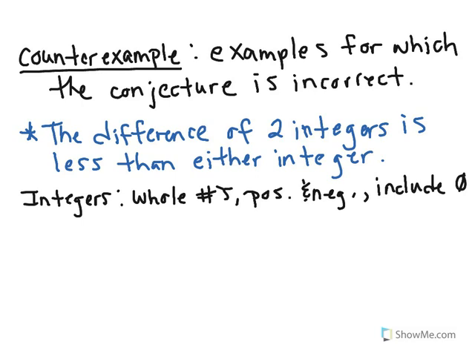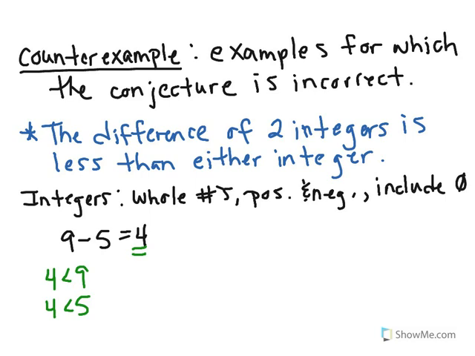So in order to start this, let's just pick 2 random numbers and see what happens. Let's take the example 9 minus 5, which we know to be 4. This is just a difference of 2 integers, and let's see if what this conjecture is telling us is true. The difference of the 2 integers is less than either integer. So this number here has to be less than either of the 2 integers that I subtracted. I do know that 4 is less than 9, and 4 is also less than 5. So far my conjecture works. So where would it fail?